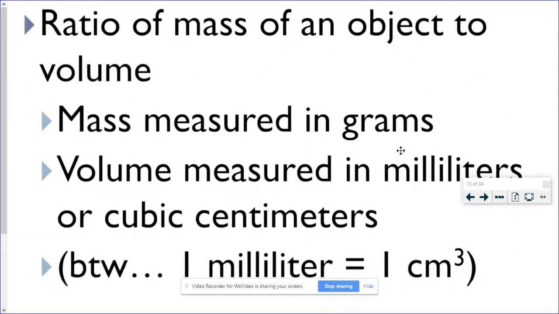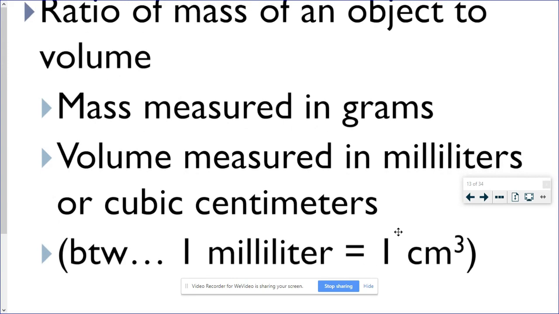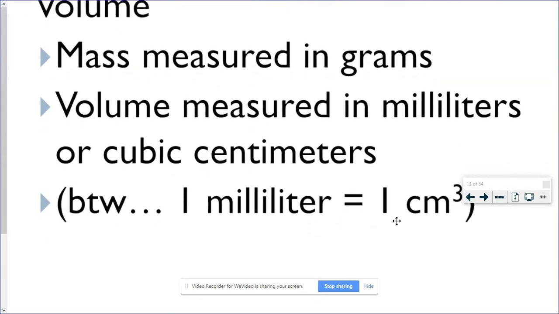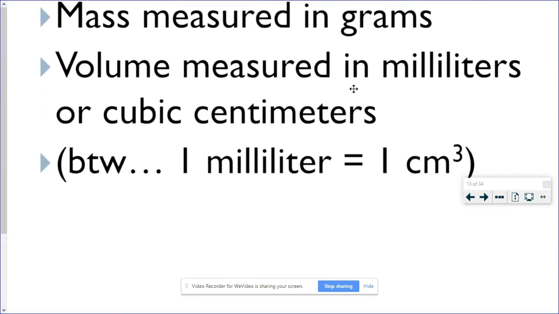Density, then, we've been talking about that in terms of lab: the ratio of the mass of an object over its volume. We're going to measure our mass in grams. Our volume is generally measured in milliliters, or it can also be measured in cubic centimeters. And it just so happens that 1 milliliter equals 1 centimeter cubed.